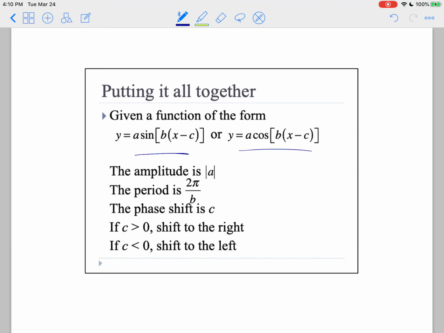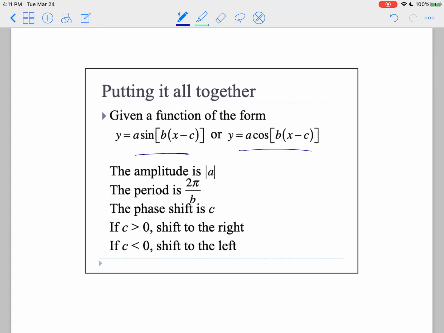And one of the examples we do is going to require us to do that. And so the amplitude, we just always talk about the absolute value of a. So if a is negative, which does exactly what you would think it would do, instead of going up we go down, or down we go up, we don't ever talk about an amplitude as a negative value. We always say it's just the absolute value of a. So if the number in front of sine were a -3, we would still just say the amplitude is 3.